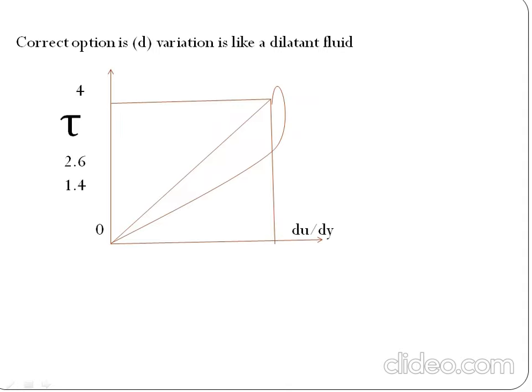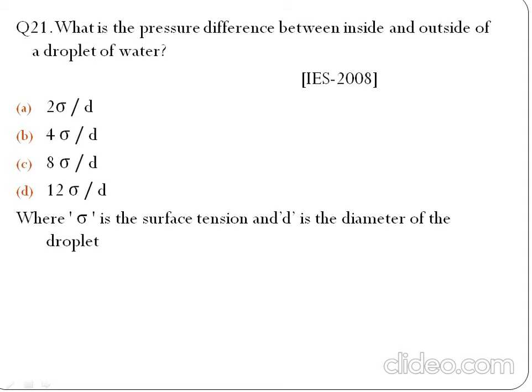Question 21. What is the pressure difference between inside and outside of the droplet of water? Option A 2 sigma by D, option B 4 sigma by D, option C 8 sigma by D, option D 12 sigma by D, where sigma is surface tension and D is the diameter of droplet. So correct answer is B. Del P is equal to 4 sigma by D.